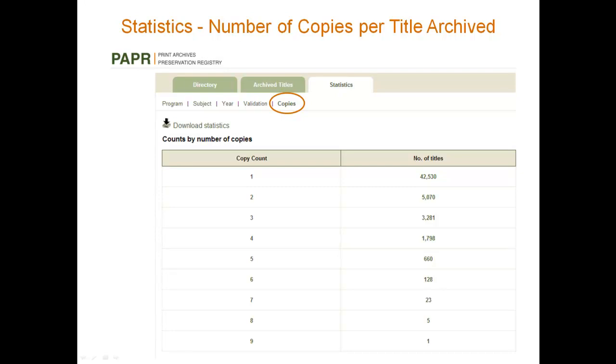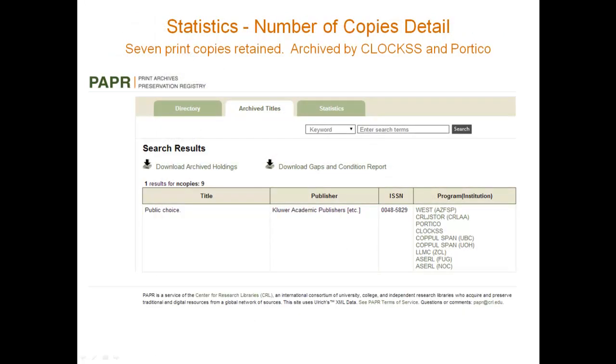This next slide shows, so you can see there are actually 7 print copies retained, or 7 copies retained in the different print archiving programs. And then we also have CLOCKSS and Portico, who are archiving the digital version of this.